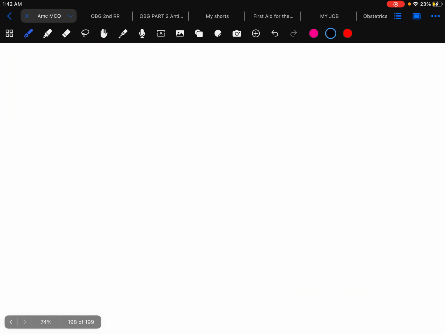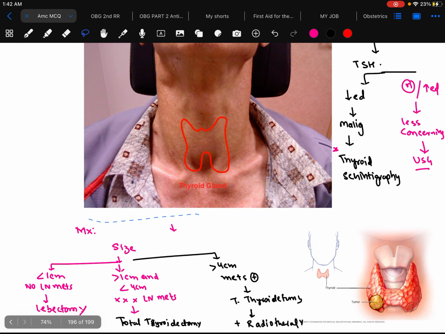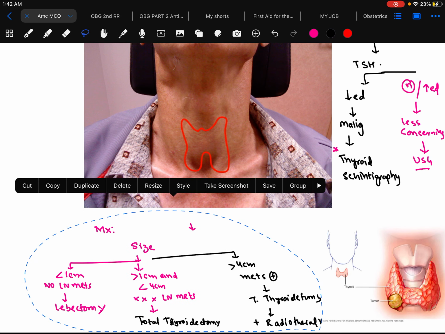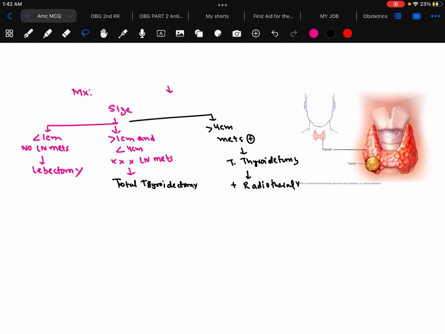Let me make it clearer to you. Let's revise this over here because we don't have enough space; let me crop it out, cut it, and paste it over here. Let's talk about it again. Any patient who has a malignant thyroid nodule of less than 1 centimeter, go for lobectomy. That's a partial thyroidectomy. Once you go for it, is there any indication for radiotherapy? The answer is no, because the patient does not have any metastasis.